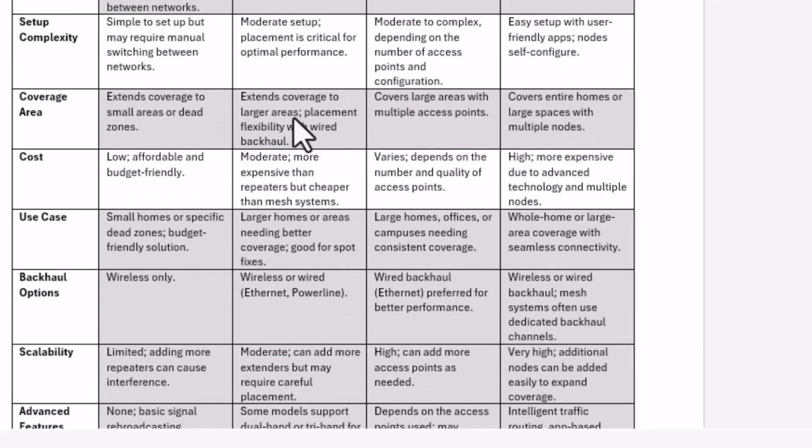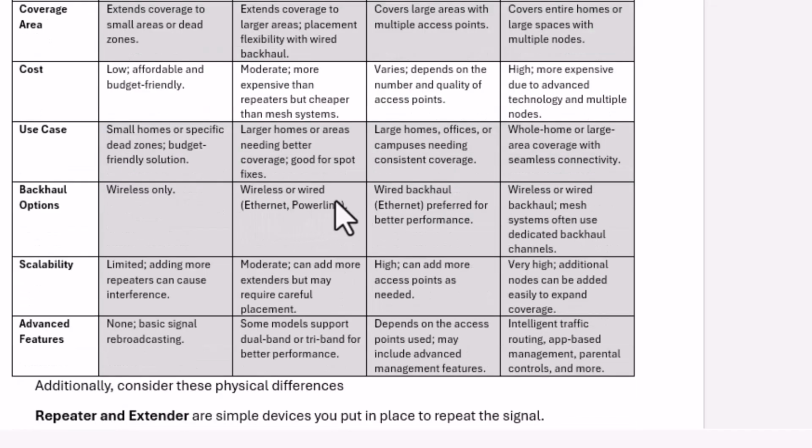They extend coverage to larger areas, with placement flexibility with wired backhaul. So in other words, you can wire these. You can use Ethernet cabling to place the extender. And that's one reason it doesn't have the speed loss like it did back here, so it has better performance. So, large homes, areas needing better coverage. The backhaul can be wired or wireless. If they're wired, it's a little more efficient. As far as scalability, yeah, you can add more extenders, but you have to be careful to place them in a way that they will not interfere with each other on channels.